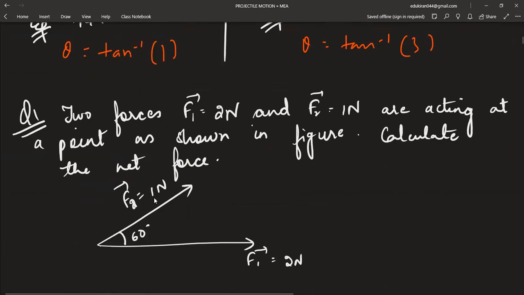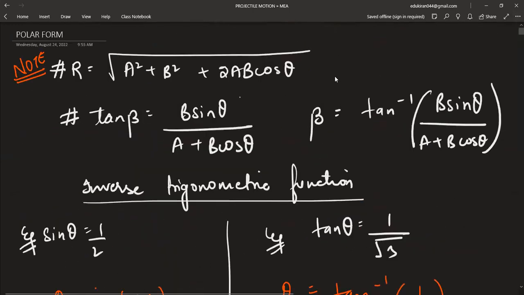Angle is given 60 degree. One vector is 1. Second vector is 2. Tell me the magnitude of the force first. Write it down first. Write it down.